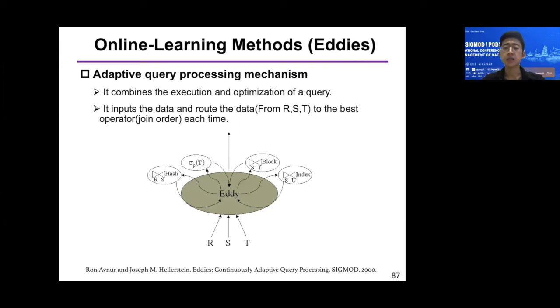Another class is the online learning-based methods. This class of methods focuses on learning a join order using adaptive query processing, which can change the join order even during the execution. Someone has proposed an adaptive query processing mechanism called Eddies, which combines the execution and the optimization of a query. It learns and generates the join order during the online execution of a query.